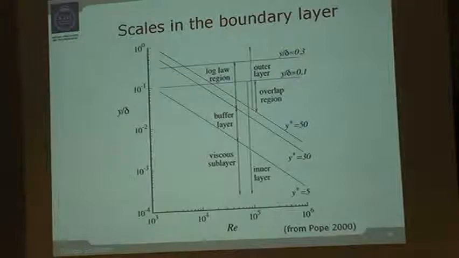Now based on all this, we can come up with a map showing what parts of the boundary layer belong to what regions, up to where the viscous sublayer goes, where the outer layer starts, as a function of Reynolds number. This is a very nice plot which you can find in the book by Pope. I don't want to go into details now, but it gives you an idea of how far the various regions go.